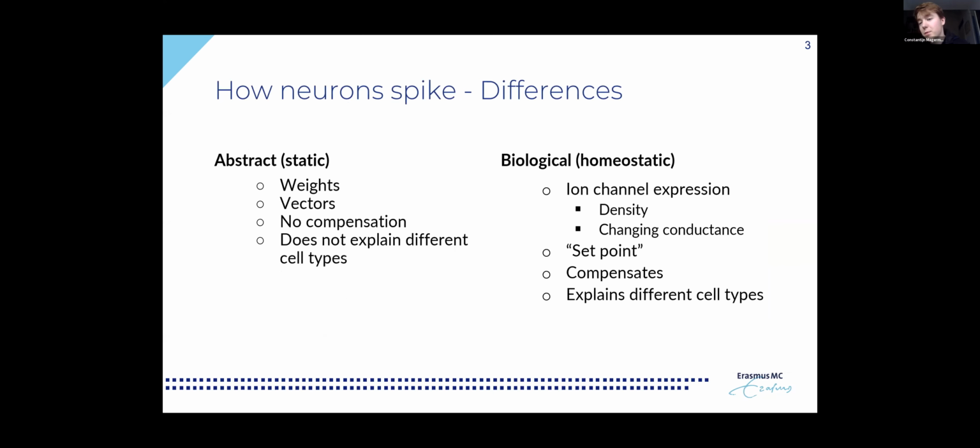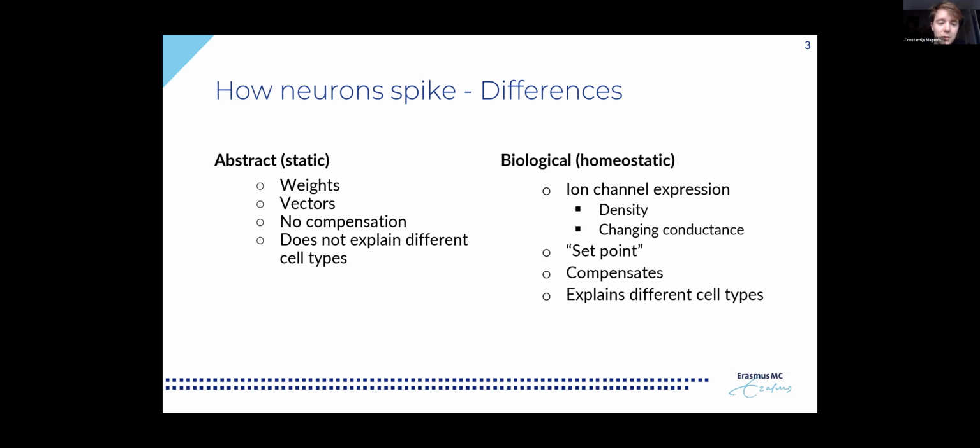Okay. The differences between the models, as Mario said: most of the previous models we had were abstract models, more of a neurocomputation model, which use weights and vectors to signify the change in the way these neurons spike against each other. But our model is more biologically based, it's homeostatic, it's more of a computational neuroscience model. It uses ion channel expression, the density of it, to signify the change in conductance.